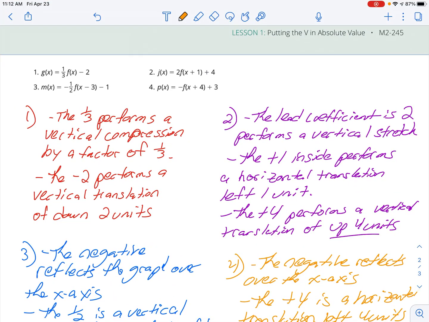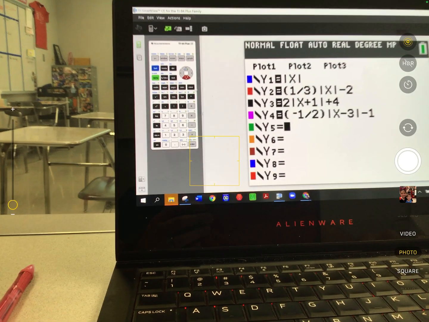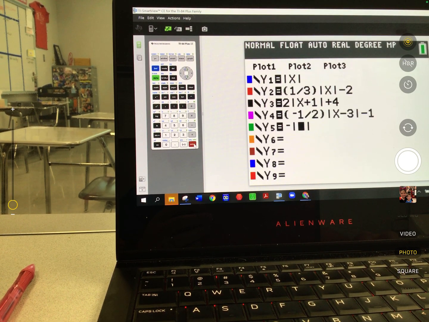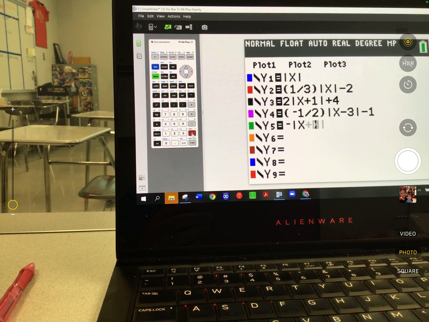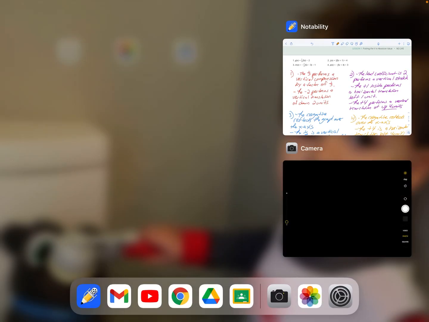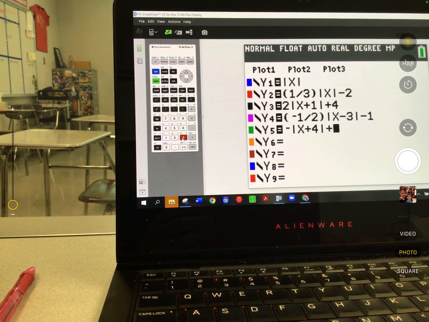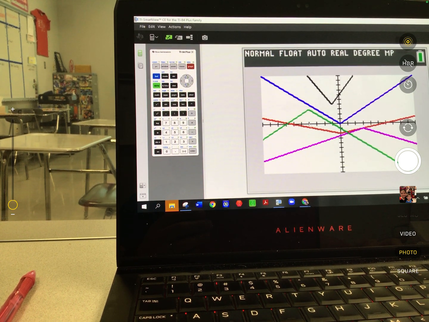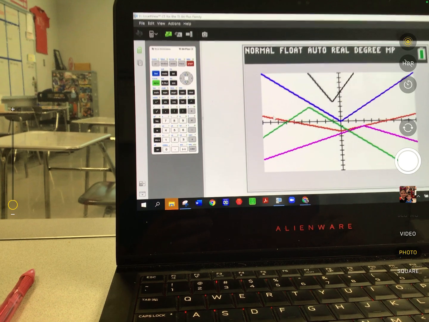And the last one there, negative absolute value, x plus 4, and what was the last number? Plus 3. So it should be opening down. It is not going to stretch nor shrink. Should be left 4 and up 3. Left 4, up 3. It is the same width as my original parent function, and it is opening down.